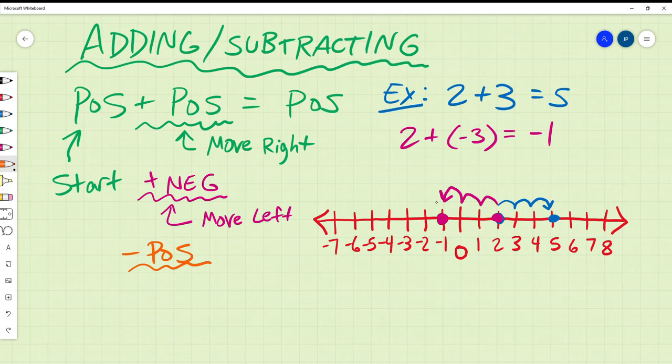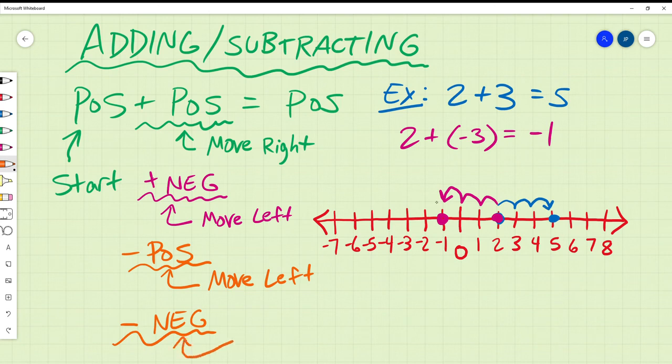again, we've done that from the start. Subtracting a positive is the same thing really as adding a negative. So that's going to be a move to the left. Our number is going to get smaller. It's going to decrease. And then the last possibility here is if we're subtracting a negative. So subtracting a negative is the same thing as adding a positive. It's going to be a move to the right.